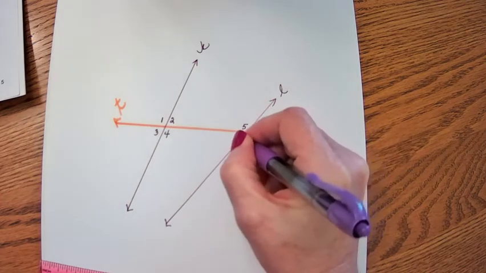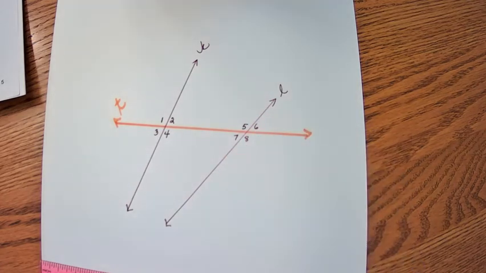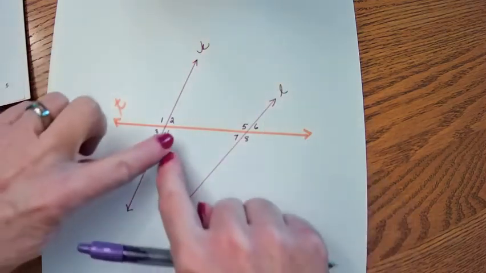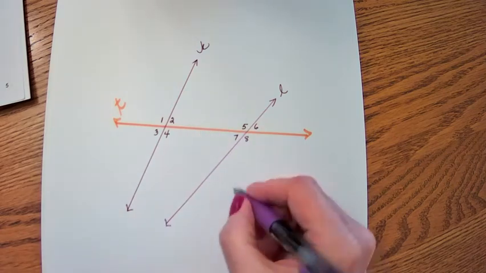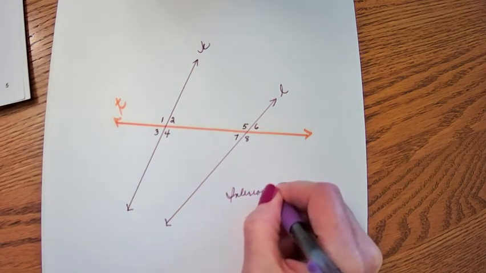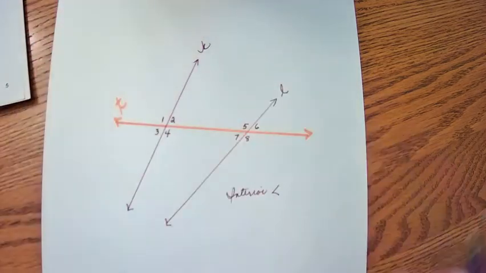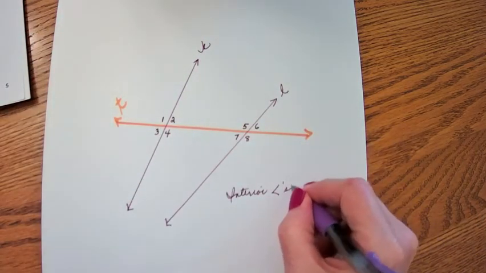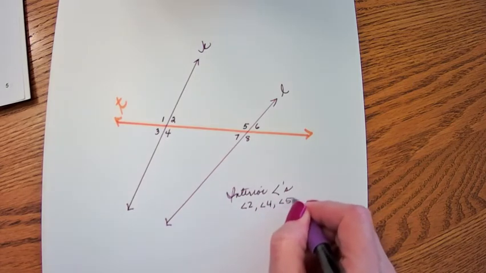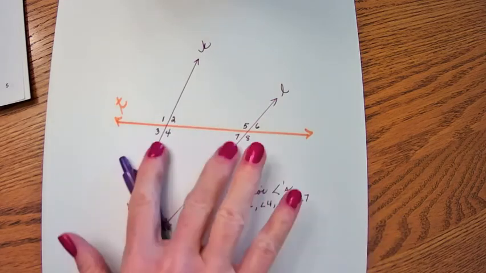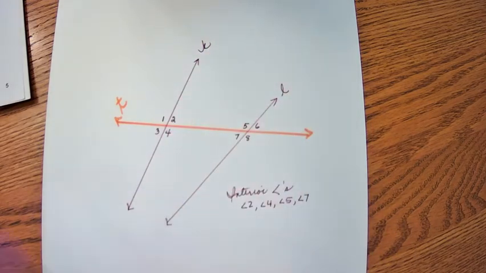Angle 5, angle 6, angle 7, and angle 8. And first I want to introduce the names for these angles. So if these are my two lines cut by the transversal, if K and L are my two lines, interior angles are inside the two lines. So that would be angle 2, angle 4, angle 5, and angle 7. Those 4 angles are inside the two lines cut by the transversal.